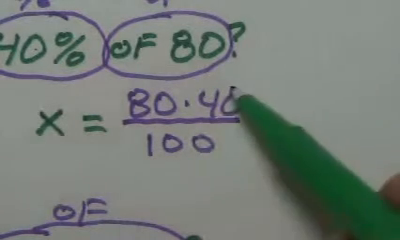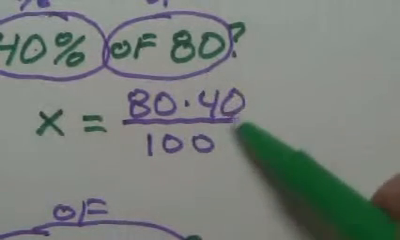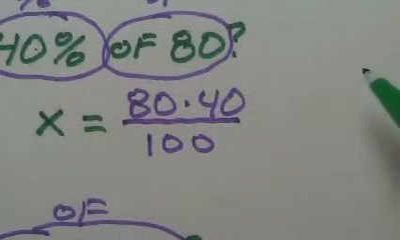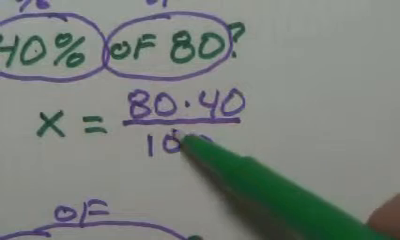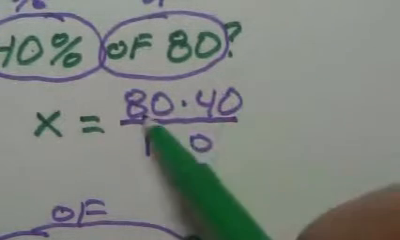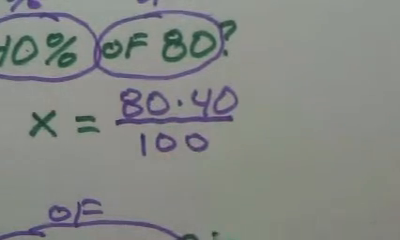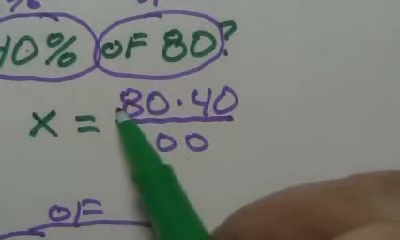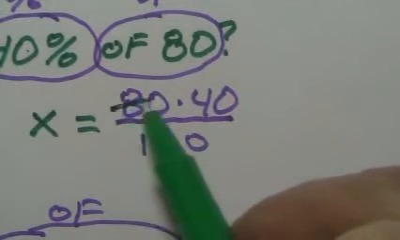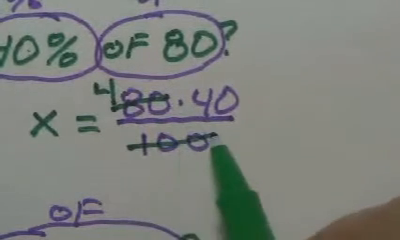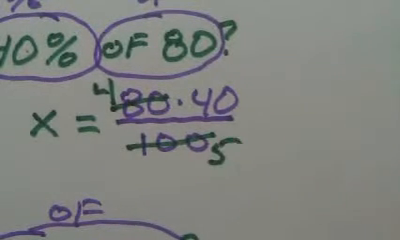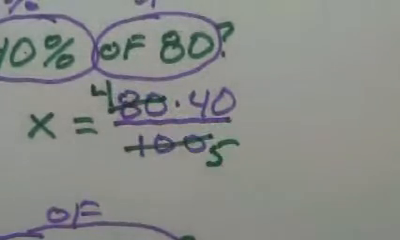And now I just need to reduce. So let's see, what can I do here? I can do 10, or I can do 20. How about 20? Now I could do 20 into 40, or I could do 20 into 80. But you know what? This is a bigger number, so get rid of the bigger number first. 20 will go into 80 4 times. 20 goes into 100 5 times. So now that's a 4 and that's a 5. See, that got rid of the big numbers first.